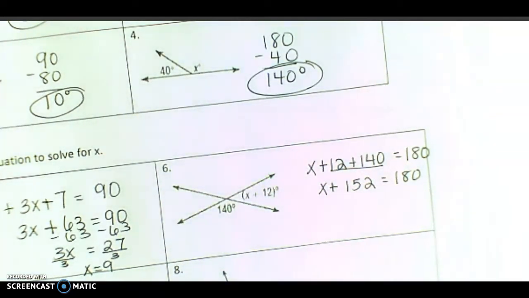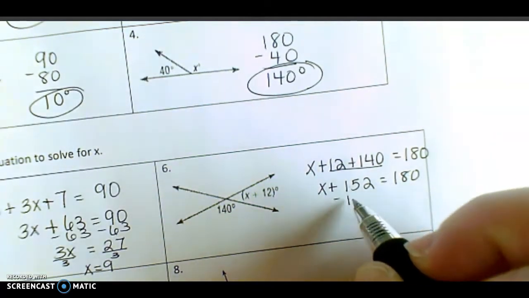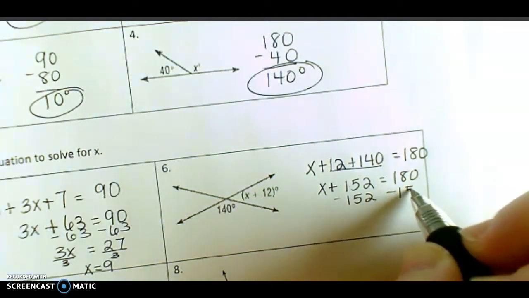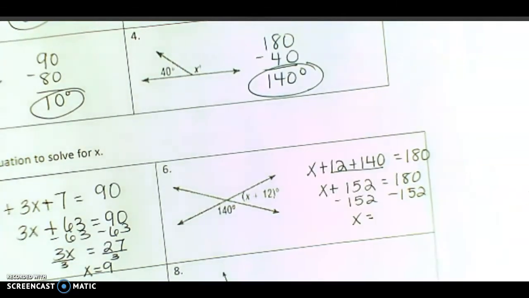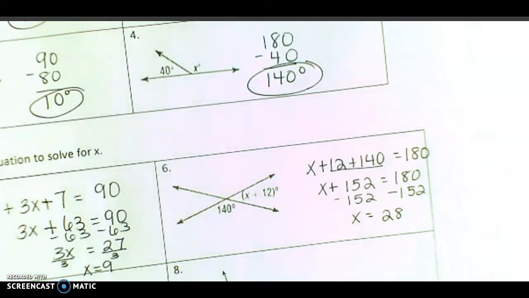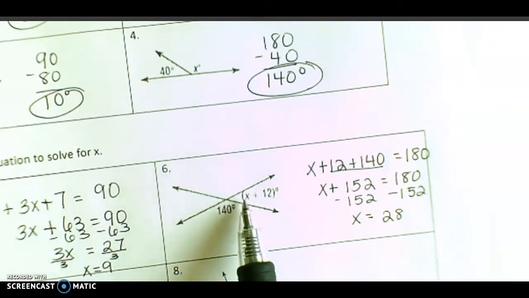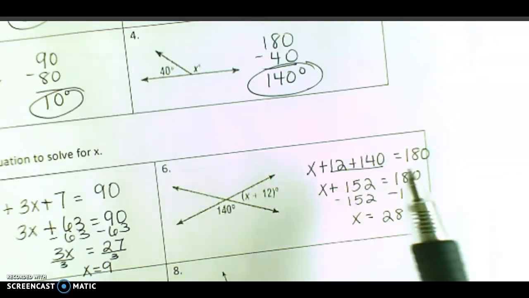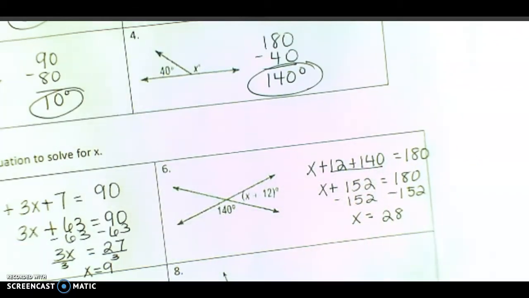And then I want to get rid of that 152. I need to get it over here, so I'm going to subtract it on both sides. And you get 28. So x is 28 there. So really the process is to figure out if you have 90 degrees or 180 degrees. Add them, set it equal to that, and then see what you get.